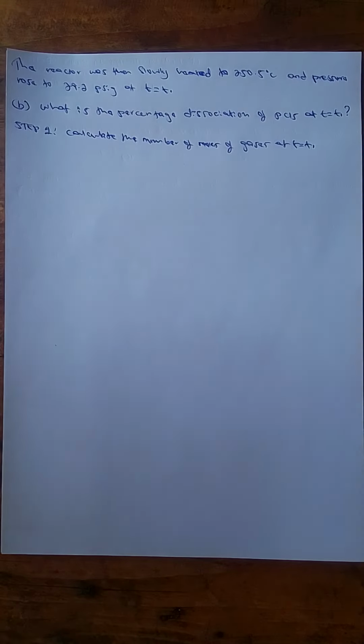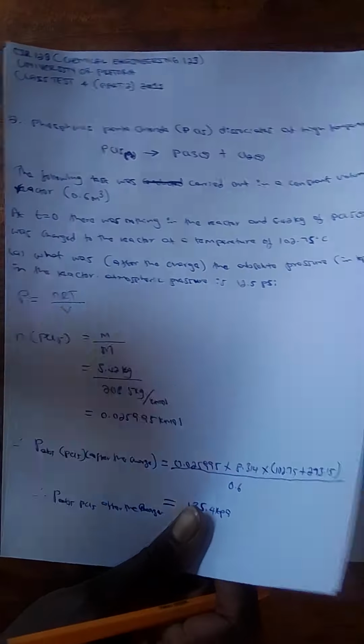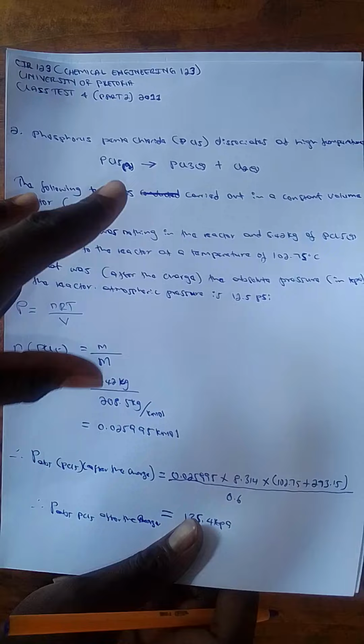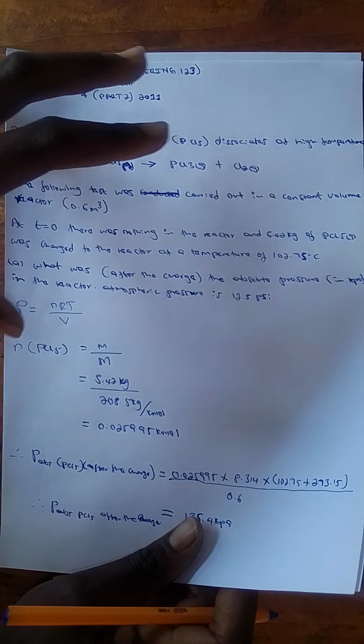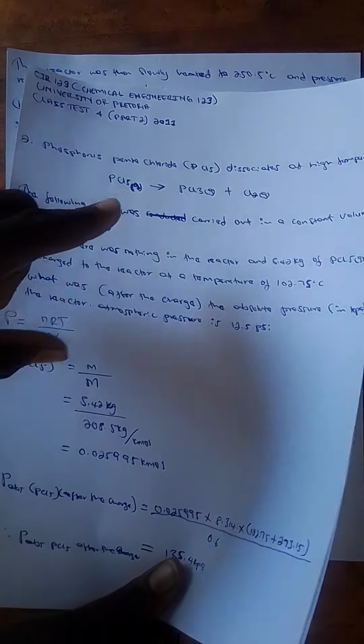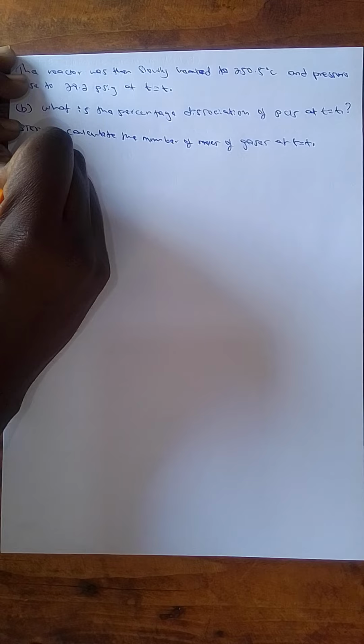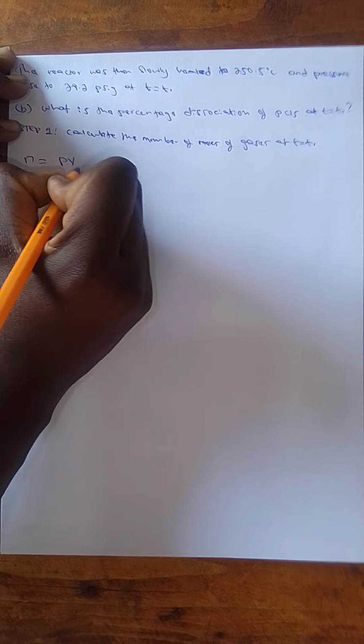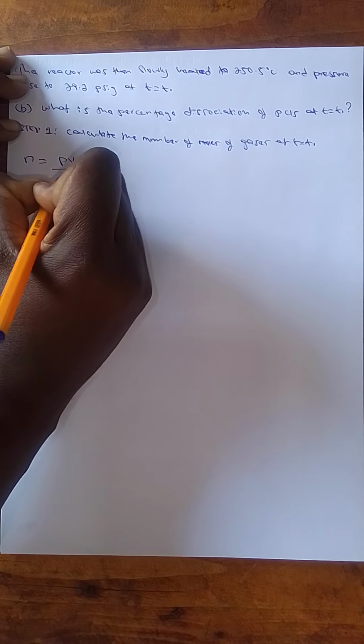While we're calculating at T equals T1, it's not necessarily a specific gas. We just want to know the total number of moles at T equals T1 after a certain portion of PCl5 has actually decomposed. And if we're going to do that, the number of moles equation we know is N equals PV all over RT.